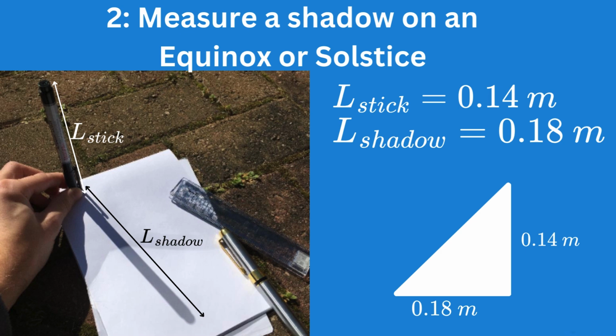In my experiment, my stick was 14 centimeters, or 0.14 meters, and my shadow was 18 centimeters, or 0.18 meters. Draw a right angle triangle and put these measurements on the sides, remembering which side is the shadow and which side is the stick.